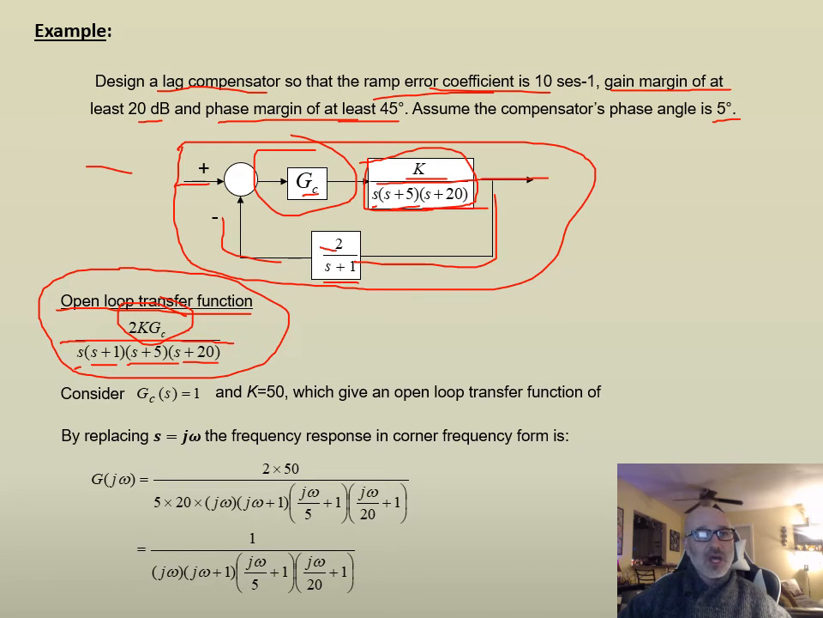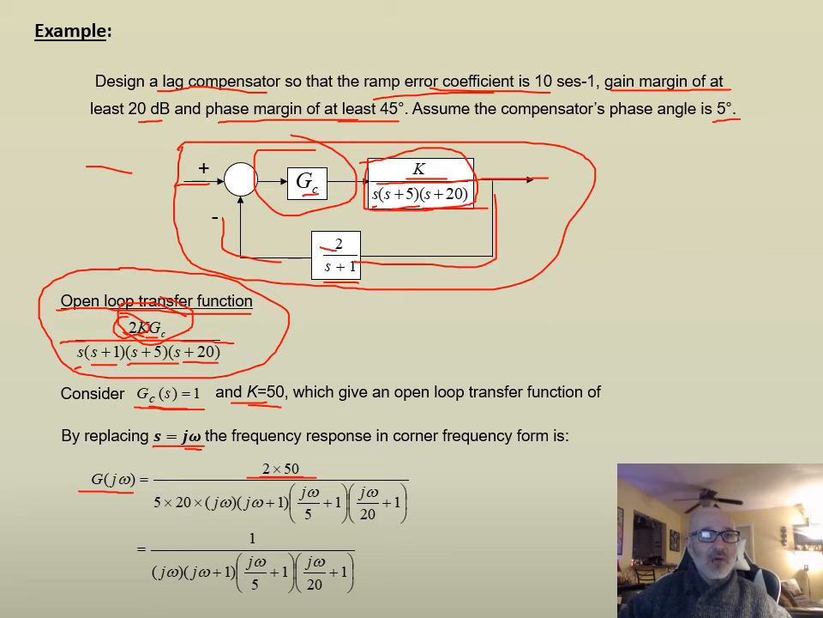Now we want to consider the case where G sub C of S is 1 and K is 50. For this, we're also going to replace our S with J omega. So from that, we now get this form. Our G of J omega, once we substitute, is equal to 2 times 50 as our numerator. We can see where that comes from: we have 2 K G sub C, where K is 50 and G sub C is only 1, and there's our 2 value. So this is our 2 times 50 on the top, so it's going to be 100 on the numerator.